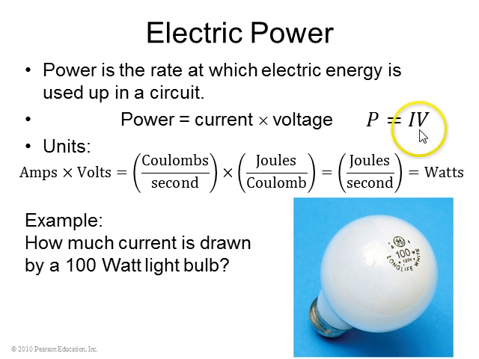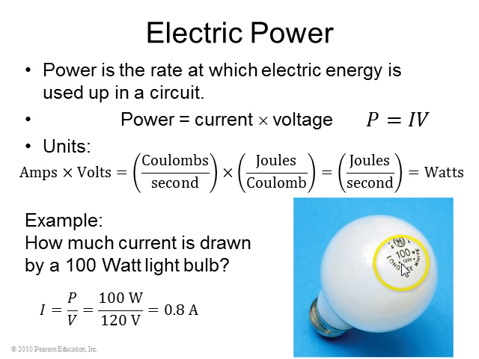For example, if you have a 100-watt light bulb, you can solve for the current, and the voltage is 120 volts, the current through the light bulb will be 0.8 amperes.